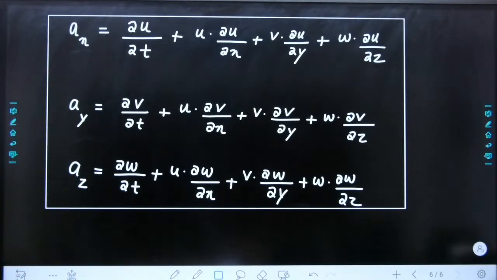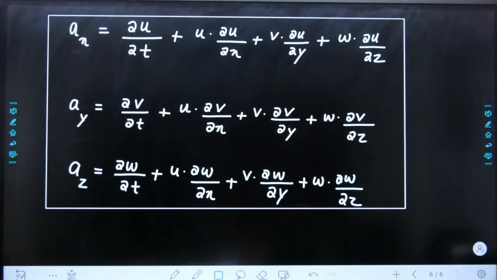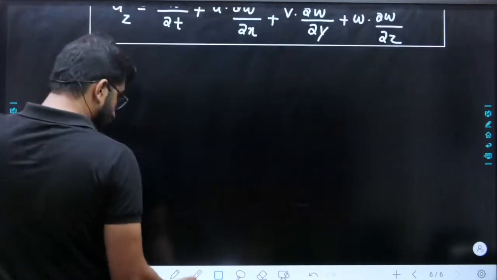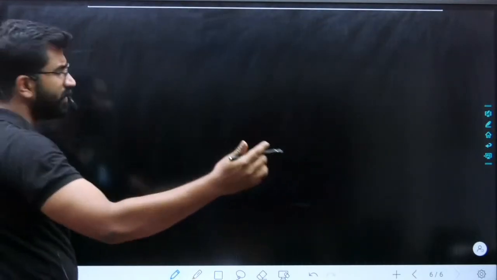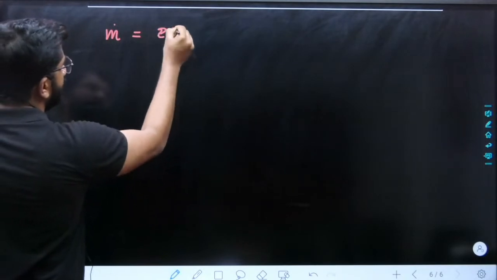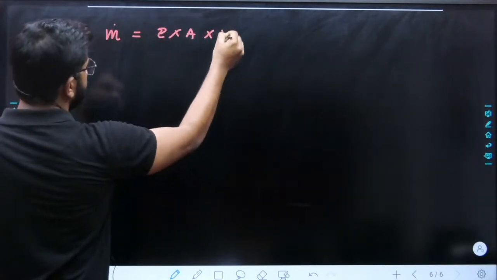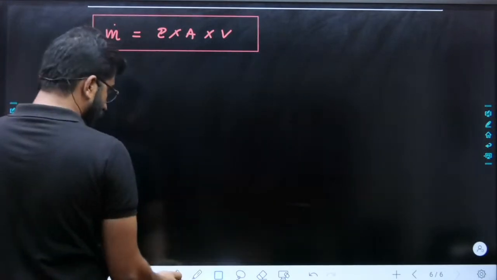Next question, not next question, next topic. So once acceleration is done, next equation you need to remember is continuity equation. What is a continuity equation? You know, simple continuity equation, everybody know, that is mass flow rate is equal to density into area into velocity. So for steady flow, mass flow rate is constant if you have one inlet, one outlet.